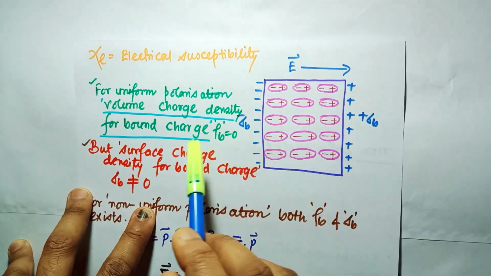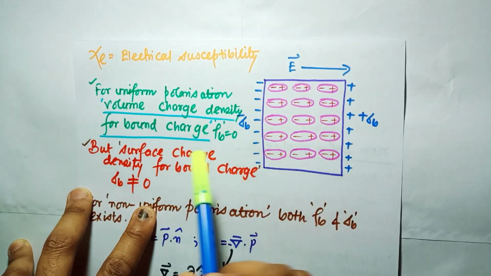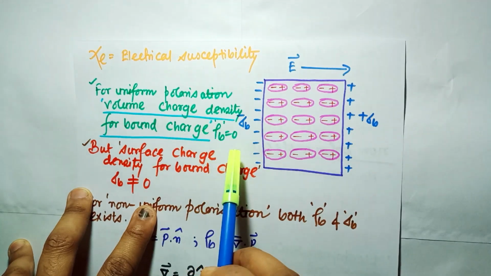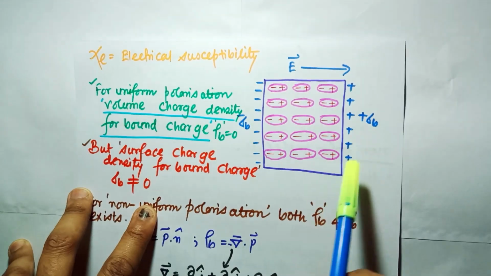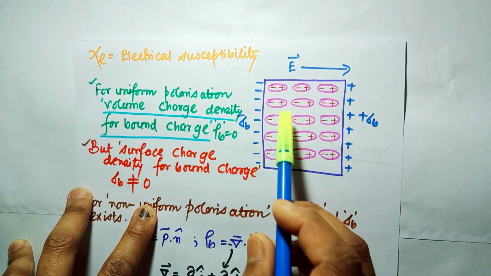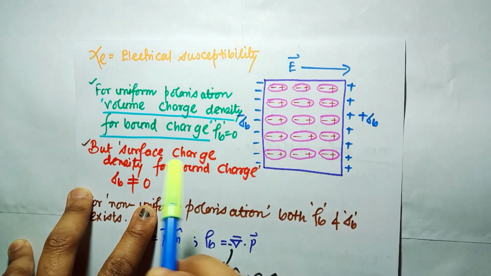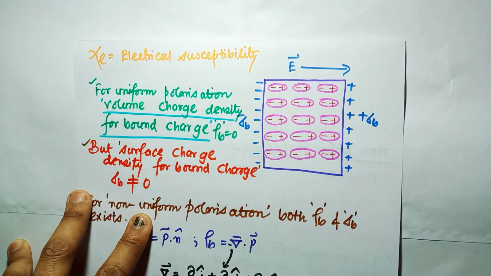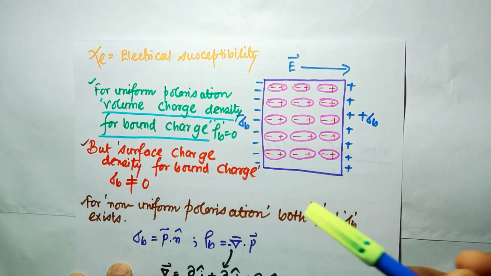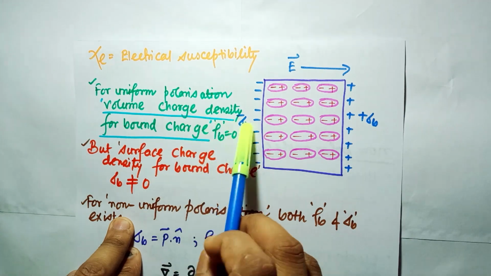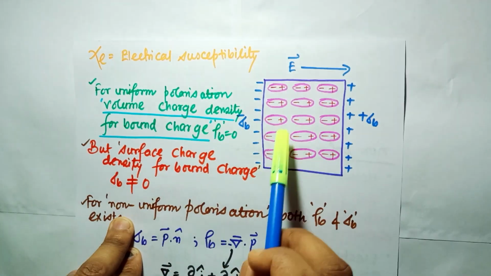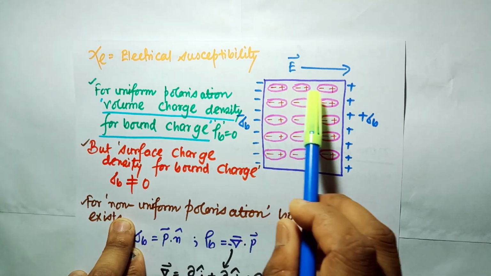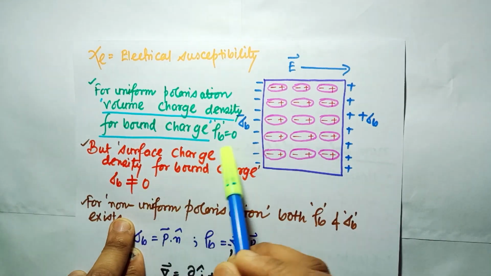And for uniform polarization, as I have already discussed, the volume charge density for the bound charge, rho b, is equal to 0, because inside the dielectric bar there is no charge, but the charge exists on the surface of the dielectric bar on both sides, so the surface charge density for the bound charge, sigma b, is not equal to 0. So I hope you are understanding what I am telling. So the volume charge density for the bound charge rho b is 0, because the charge is there only at the surface, but inside the dielectric bar, in the whole volume, the charge is 0.